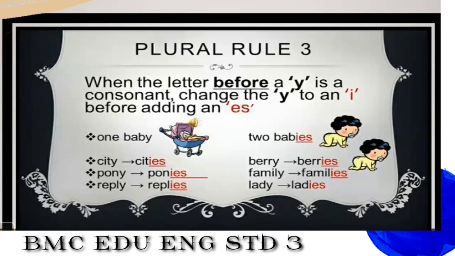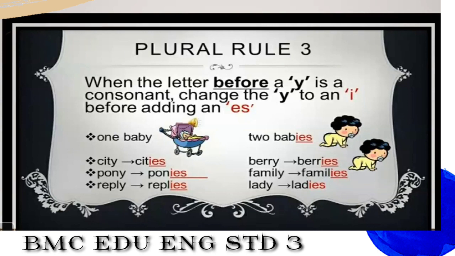So it became candies. So same here. Baby. It is ending with Y. B-A-B-Y. At the end, there is the Y letter. So what you have to do? You have to remove Y and add IES. So it will become babies.